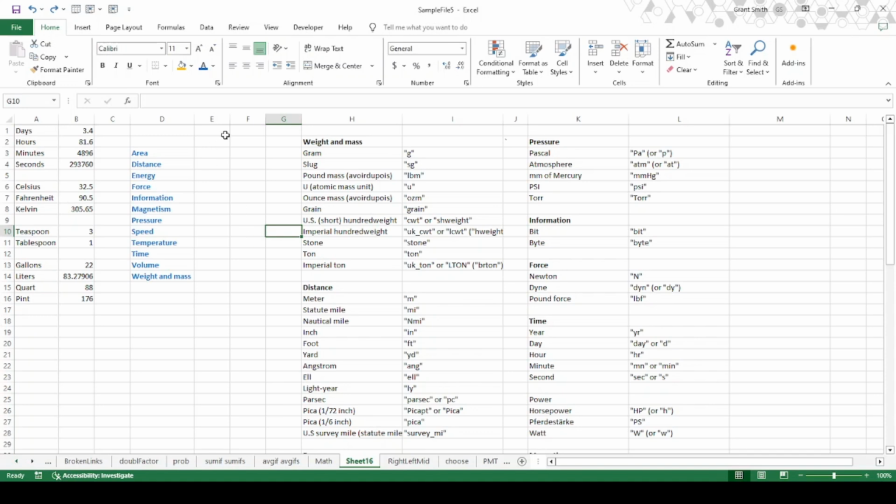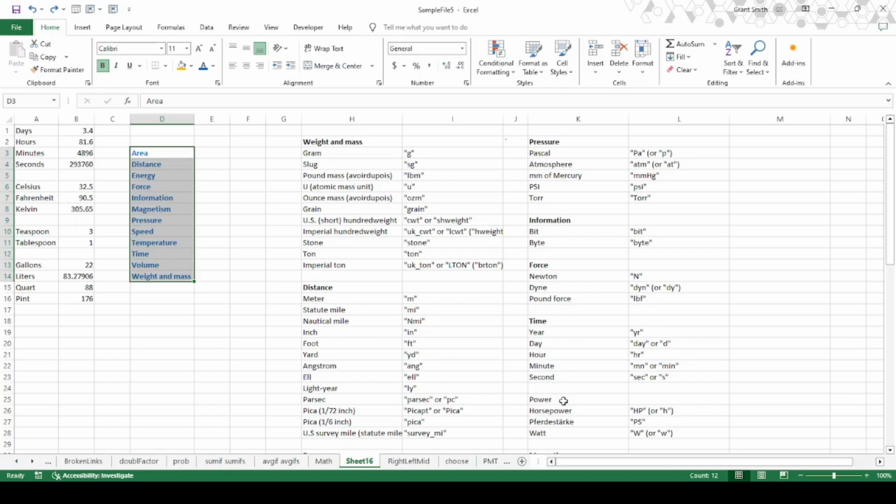So in today's video, we're going to look at the convert function. You can see here's all the different things that can be converted. Area, distance, energy, you can read them all through. So these are all the different things that can be converted. The conversion process is the same no matter what.